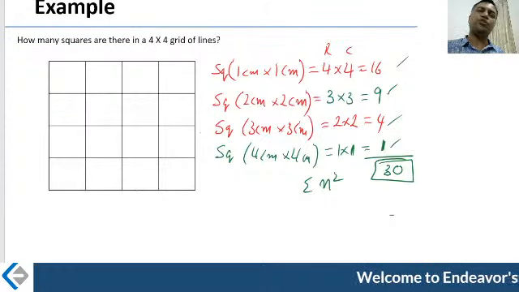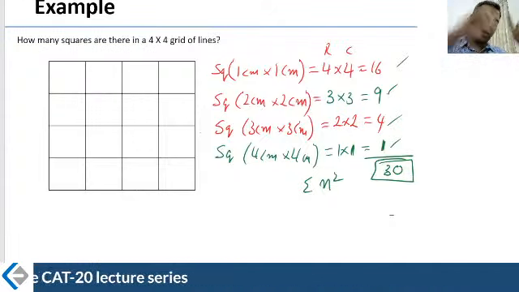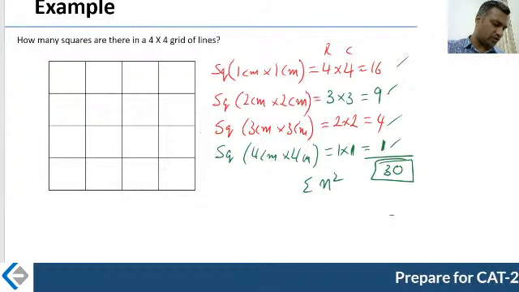But the unitary squares are 64. That's right, I agree. But I'm not using the word unitary squares. I'm saying the total number of squares, all possible. Even the 8 by 8 square, that's also fine. That's the largest one there.